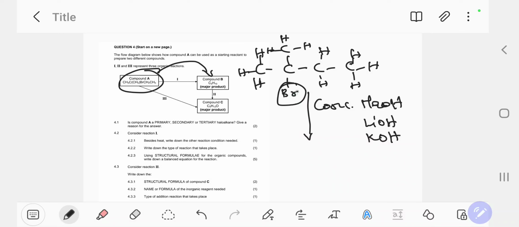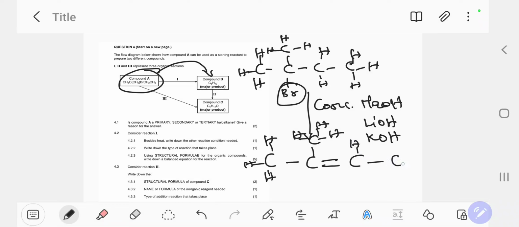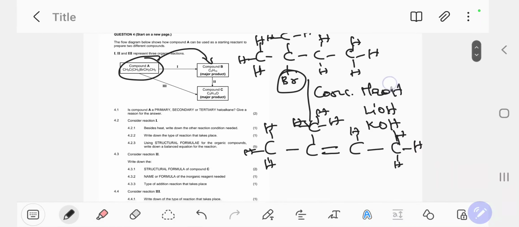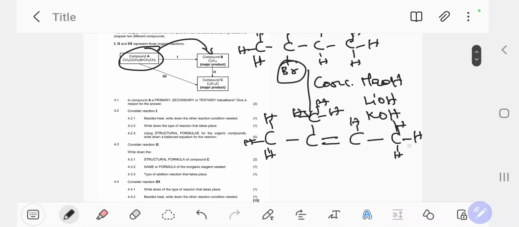When Br is removed, the bond will come this side or this other side. So we're going to have it as this, right? Hydrogen, hydrogen, hydrogen, hydrogen, hydrogen, and hydrogen. And then we're going to have your this one, and we have your C that, right? So this is going to be your major product of the alkene.